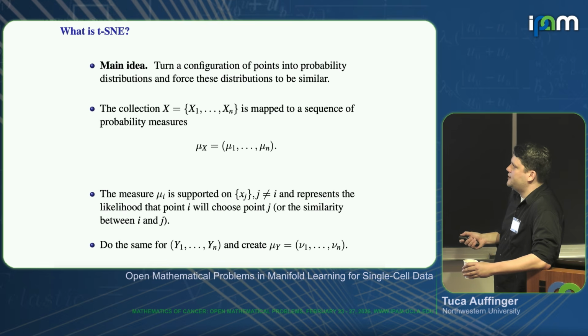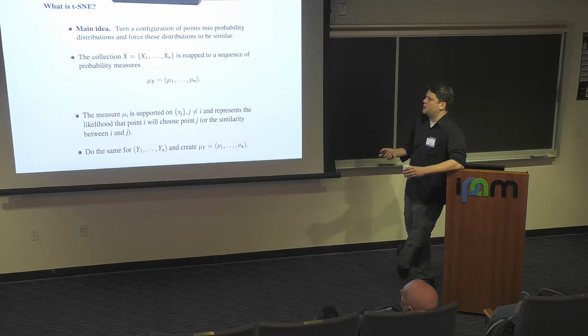The way to see it is that if you're at data point xi, you will have some measure that captures your preference. You're going to choose your favorite other data point according to some probability. So that measure I'll denote by mu i. From the input, I construct a collection of n measures that captures the similarities of your data set. And I do the same thing in dimension 2.